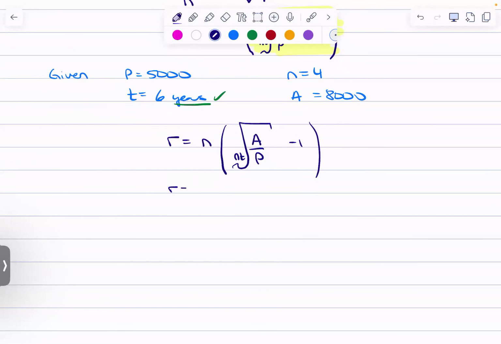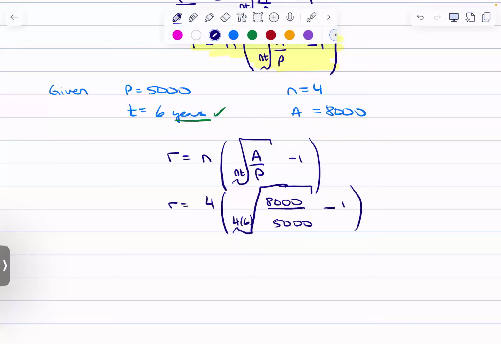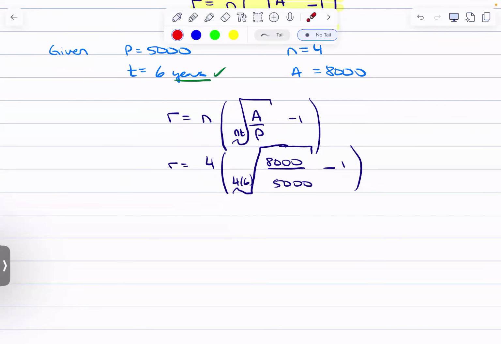Plugging in our values, n is 4 times, and you'll want to give yourself, I didn't give myself enough space here for the n times t, so 4 times 6. Oops. What a gross root. There. 4 times the 6th root of 8,000 divided by 5,000, then minus 1. Same as before.